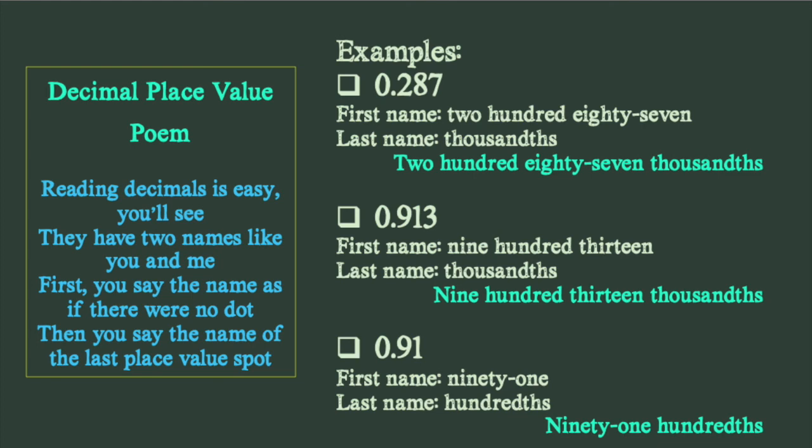A second example is 0.913. The first name is 913. The last name is thousandths. And so that would be 913 thousandths. It can also be hundredths and tenths. So if we took off the 3 in example 2, the number would be 91. The last name is hundredths, so it would be 91 hundredths. Great, so here are going to be some practice problems.